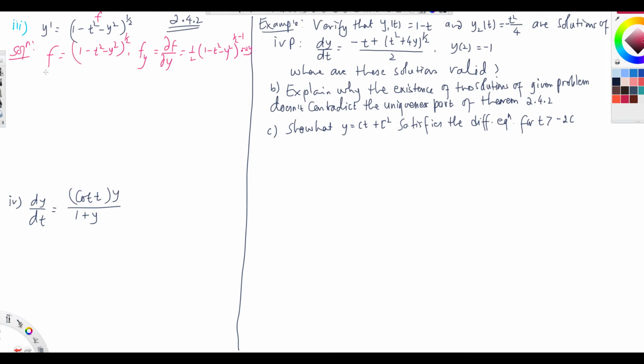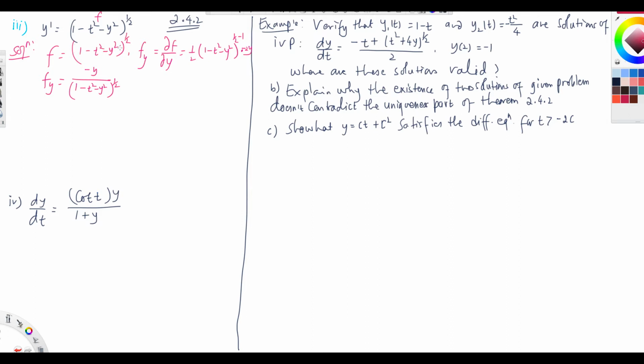So what do you get then? f sub y is basically the 1/2 and then the 2 will cancel out, right? So what is that? 1/2 minus 1 is negative 1/2. That goes to the denominator. We'll make it negative y, right? That's what you get: negative y over (1 minus t squared minus y squared) to the 1/2. That power 1/2 is basically the root, right?